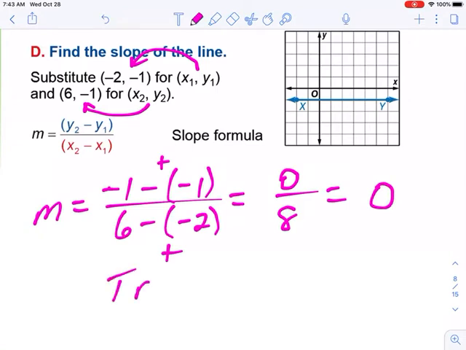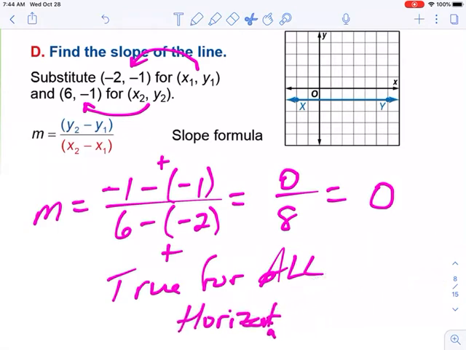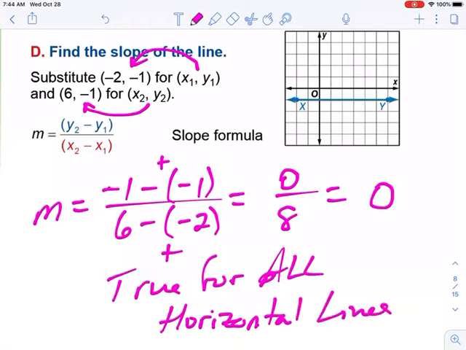This is true for all horizontal, let me fix that, scissors. True for all horizontal lines. Horizontal lines, slope is 0. That's your answer. Different than no slope. This has a slope. The slope is 0.